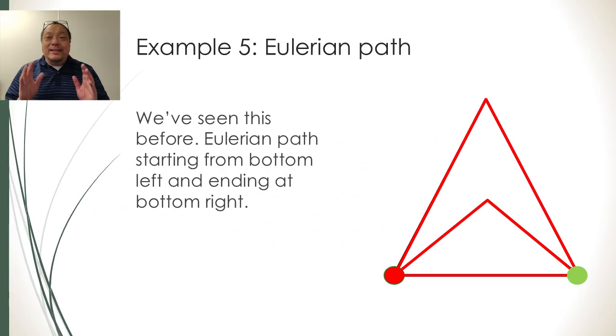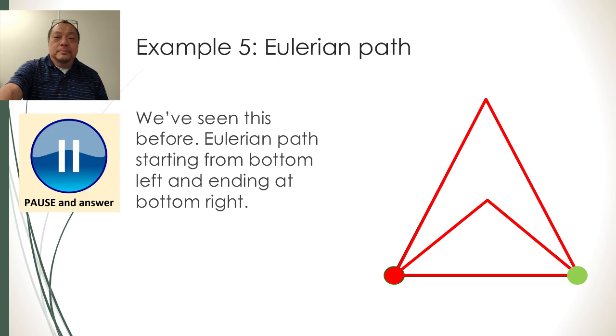Now let's take a look at an example of an Eulerian path, meaning it starts from one vertex and ends at another. We did this graph before. It starts from the bottom left and ends at the bottom right. According to Euler's theorem, there should be exactly 2 odd vertices. Go ahead and count the degrees and verify that there are exactly 2 odd vertices. Press pause and come back when you're done.